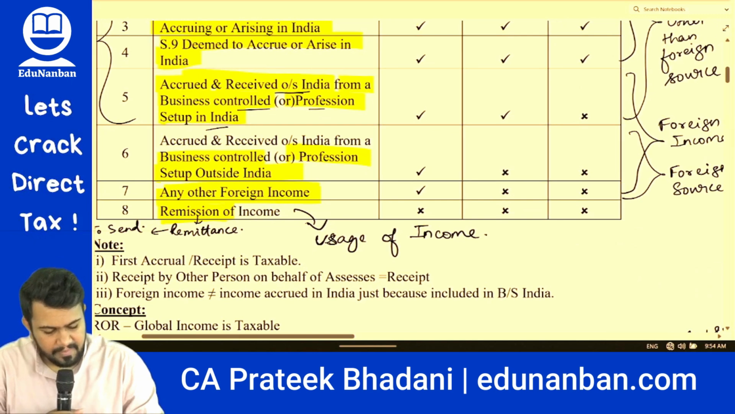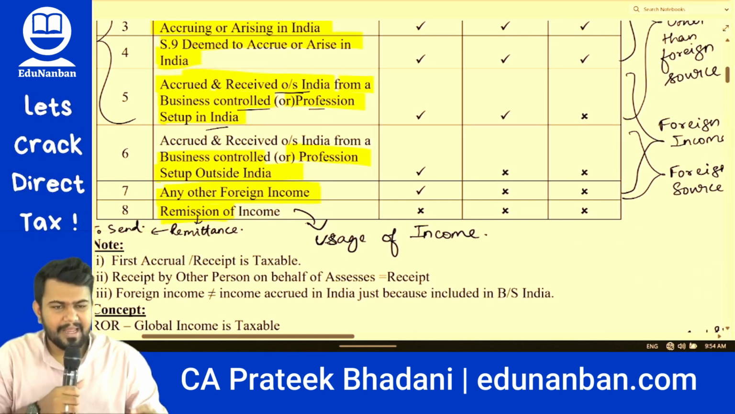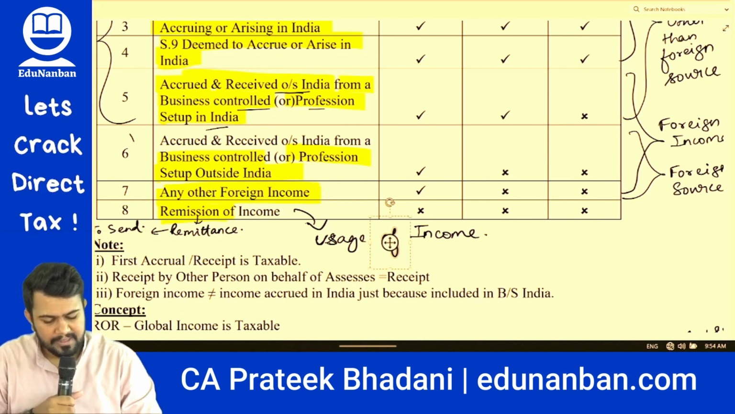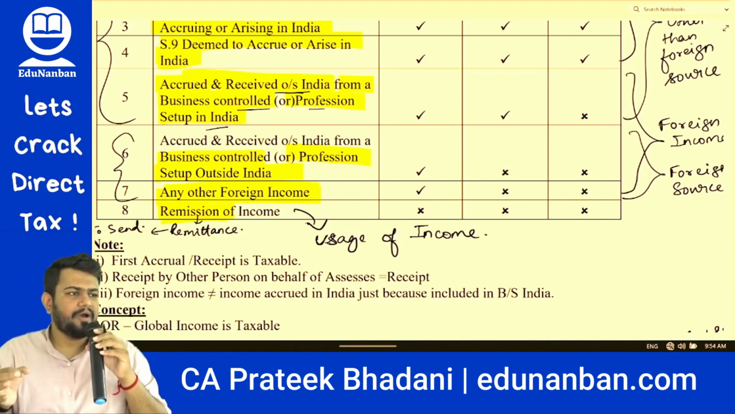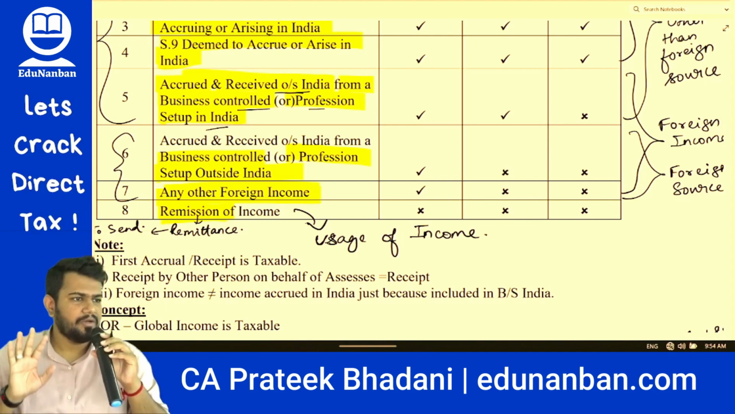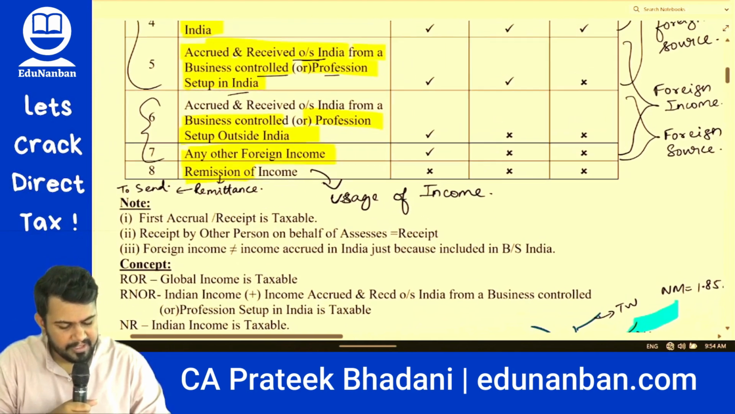Lastly, income accrued and received outside India and controlled also outside India, and any other foreign income. Number 6 and number 7 are purely foreign incomes, and they are taxable only for resident, ordinarily resident.